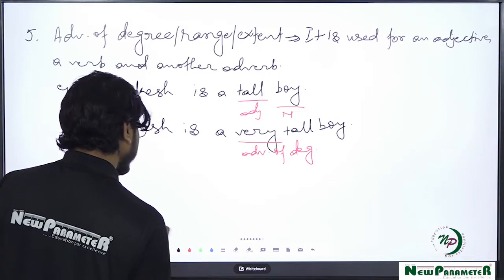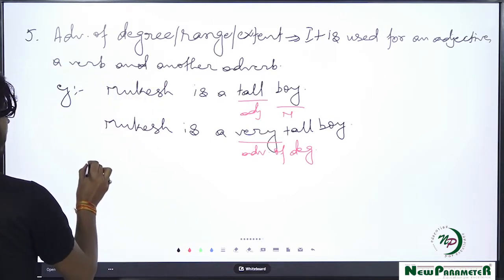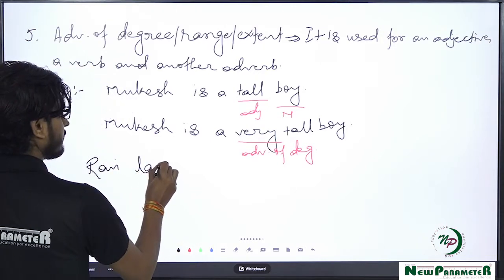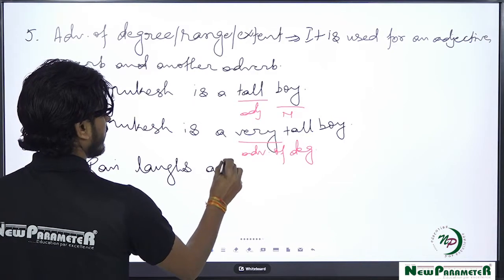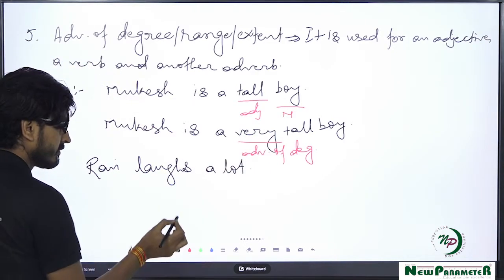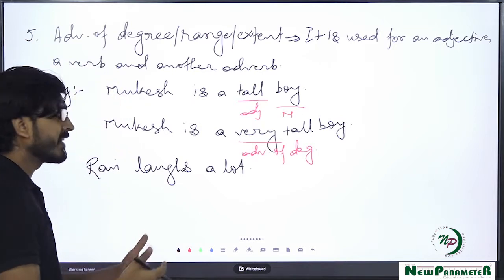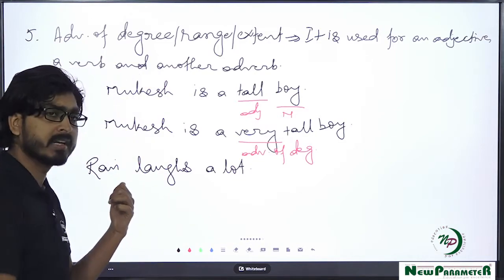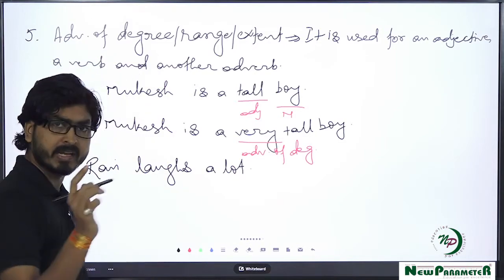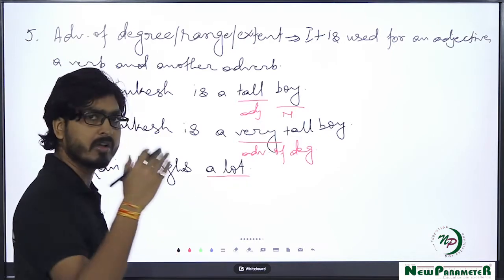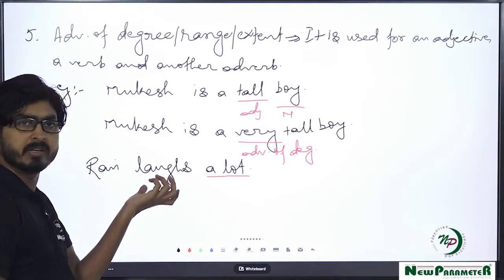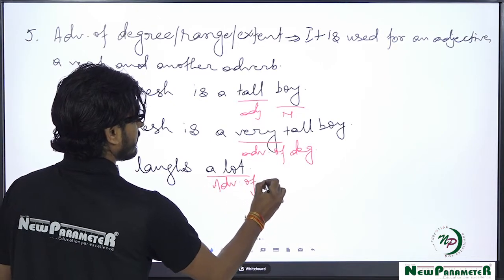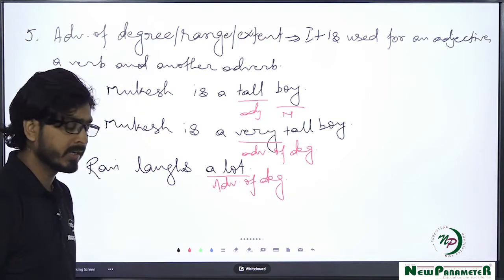Now, move to another example. If I say, Ravi laughs a lot. If I ask you, what is the degree or what is the range of his laughing? I'm getting an answer. Up to which extent he laughs? He laughs a lot. So this is the range of his laughing. So we can say this is an adverb of degree.